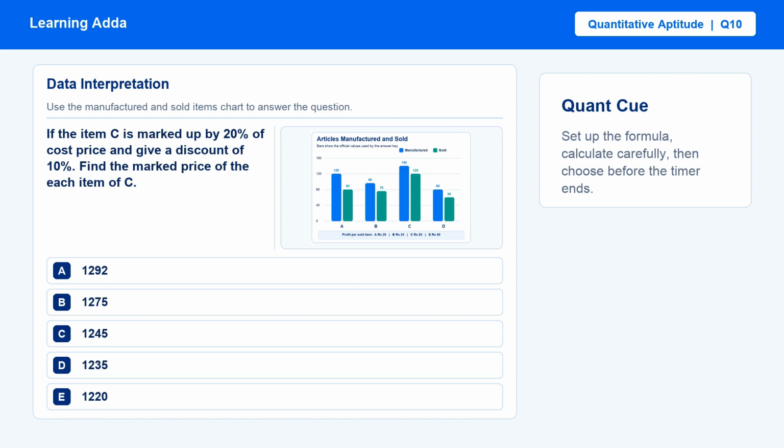Question 10. If the item C is marked up by 20% of cost price and given a discount of 10%, find the marked price of each item of C. Option A, 1292. Option B, 1275. Option C, 1245. Option D, 1235. Option E, 1220. The timer starts now.